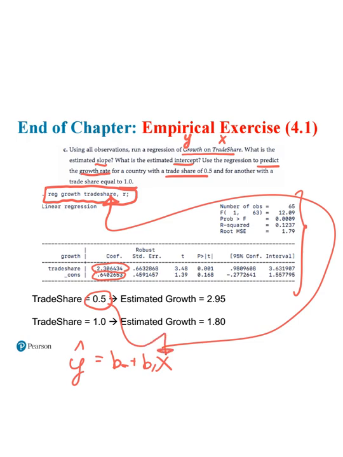We can plug in the estimates for b naught and b1, and we'll find that the estimated growth happens to be 2.95. All right, so we plugged in these numbers for both b naught and b1. And when you put the trade share at 1.0, we find that the estimated growth is now 1.80. So we've used estimated results about the regression and these parameters to predict the dependent variable under varying conditions of the independent variable. And here that's trade share.